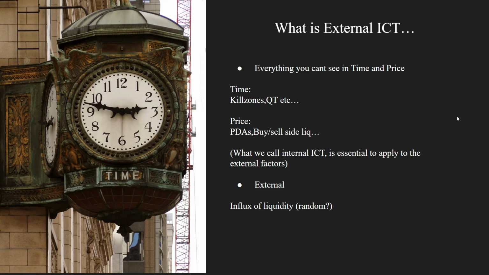Simply put, what is external ICT? External ICT is everything you can't see in time and price. What I mean by time and price: time and price explains one market. And on all the different markets, you have the same time but not the same price.